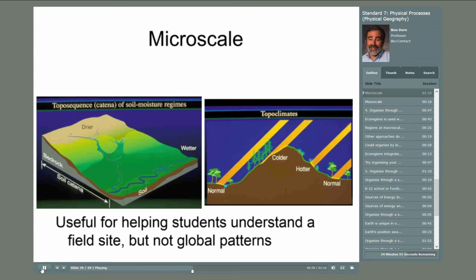Or if you look on the scale of a hill slope and you think about the thickness of soil, next time you drive by a road cut where there's a hill, very carefully pull over and look at the thickness of the soil, and you'll notice that up at the top of the hill the soil is thinner, and at the bottom of the hill slope the soil is eroded down and accumulated at the bottom, and it's thicker, and it probably also has more moisture because the water that has run off of the hill slope is accumulated down low in the thicker soil. So these sorts of microscale observations are useful for helping students understand a site, not global patterns, but something that they can get a handle on.